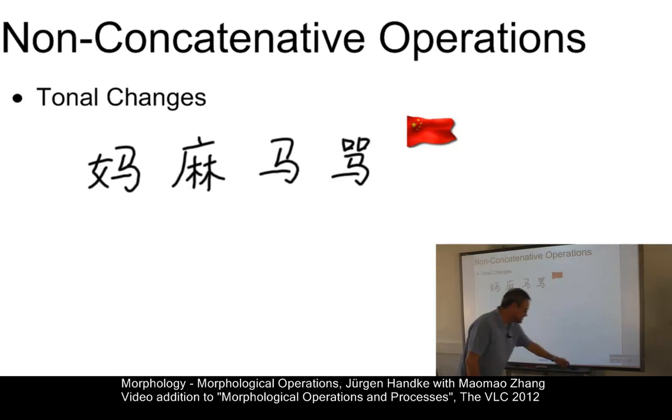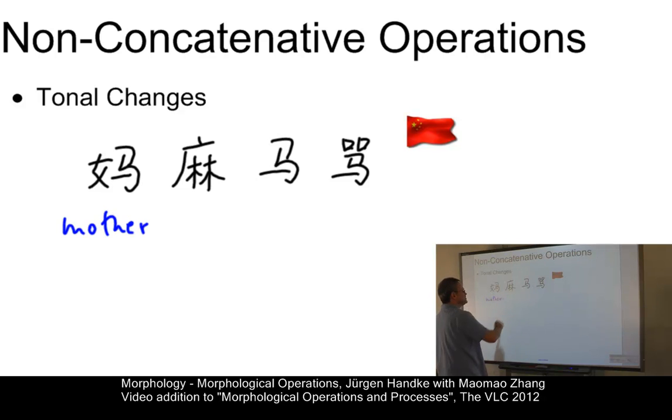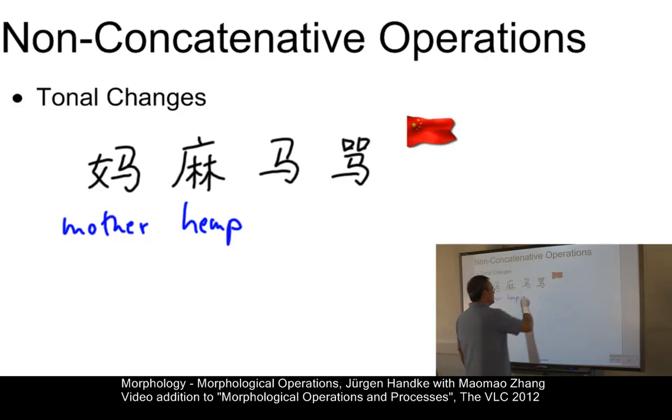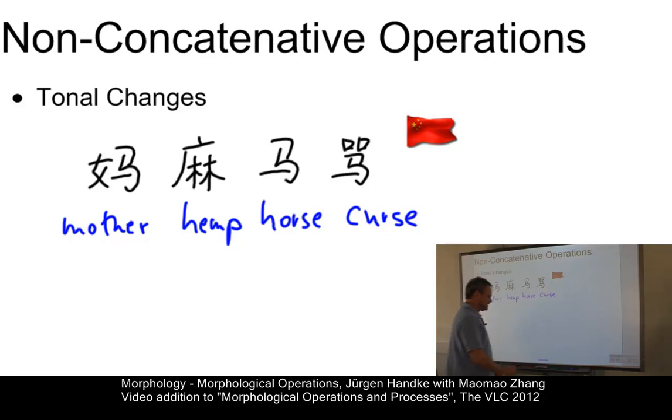Okay. Now, first of all, tell us what they mean, these words. What is the first word? Mother. Okay, let's write down these words. Mother. The next one is? Hemp. And then we have? Horse. Okay. And? Curse. Oh, okay, curse. Okay, so these are the meanings.